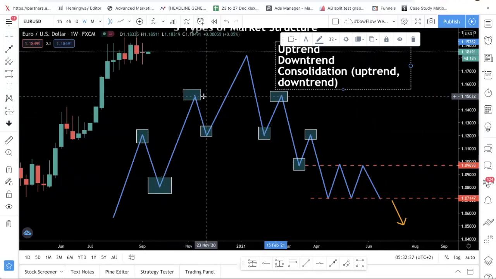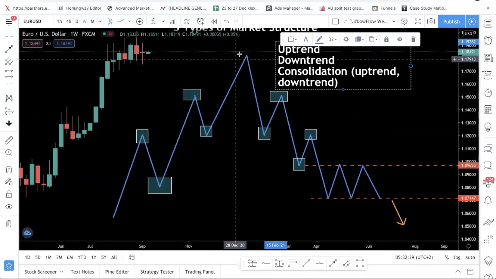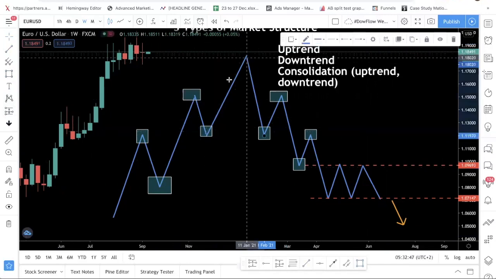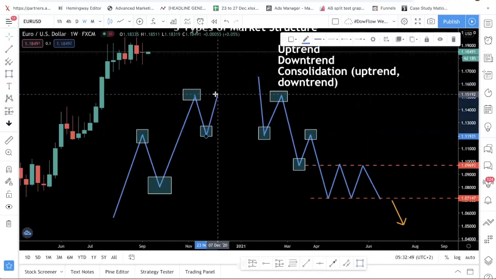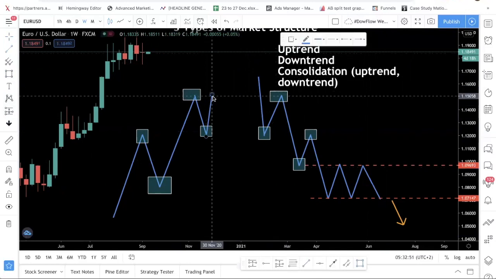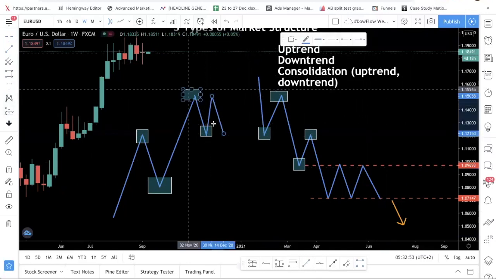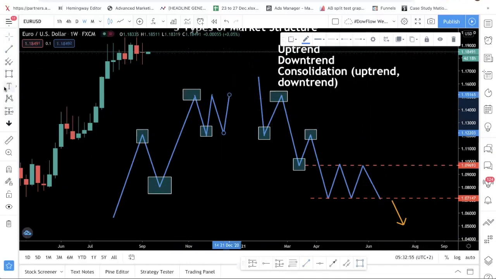Let's say price is going up, and instead of going up, it starts consolidating. Maybe it starts consolidating somewhere like this. Let me just draw it. And maybe it does something like this. Okay, so something like this, it starts consolidating between these two levels. Okay, here.